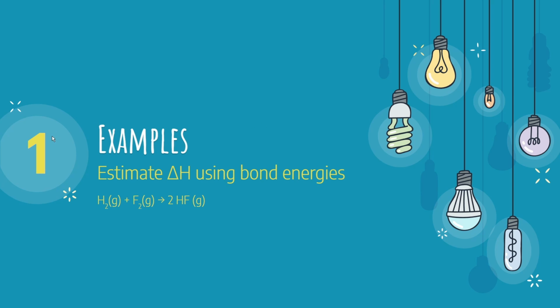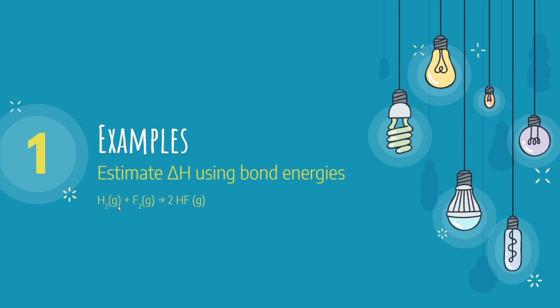So example, we're going to do this together, and we're going to have the whole thing explained. The question is to estimate the enthalpy using bond energies. This is our reaction that we're going to be estimating the enthalpy of. We have hydrogen gas plus fluorine gas forms hydrogen fluoride. Note that this is a balanced equation for us.